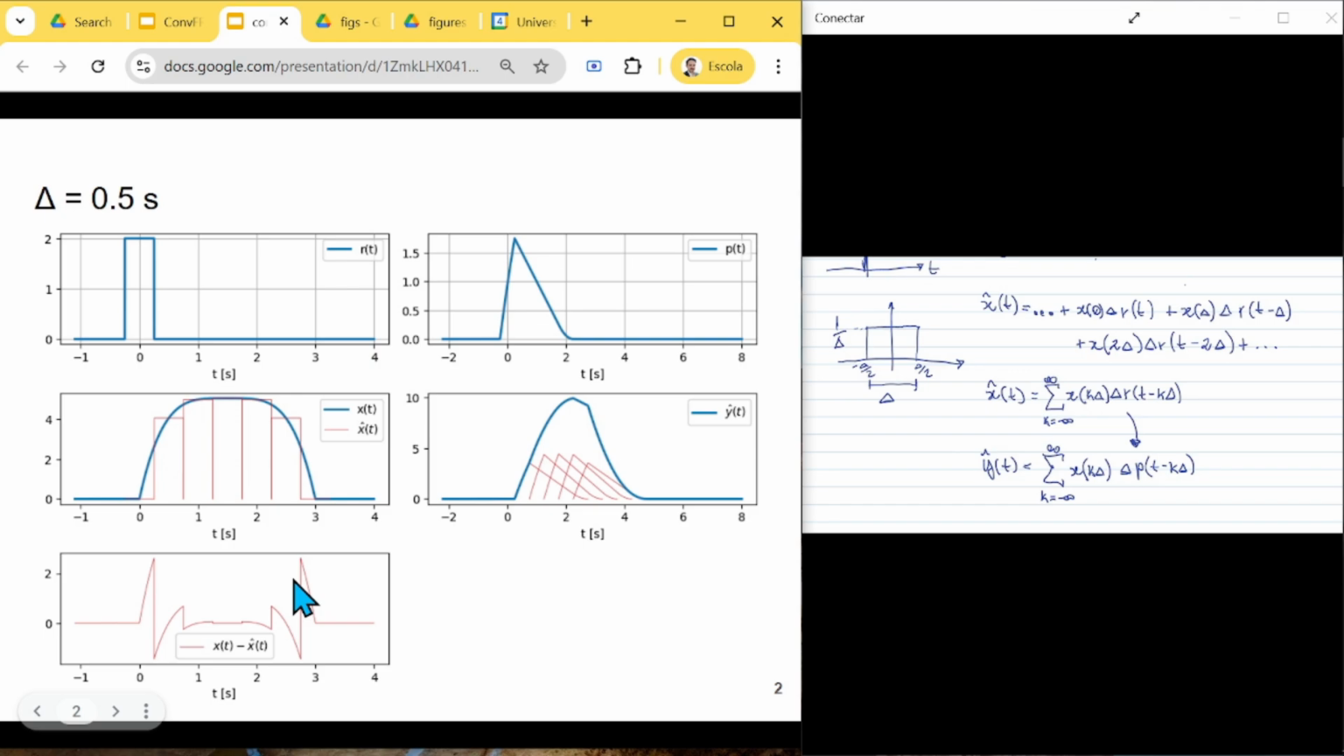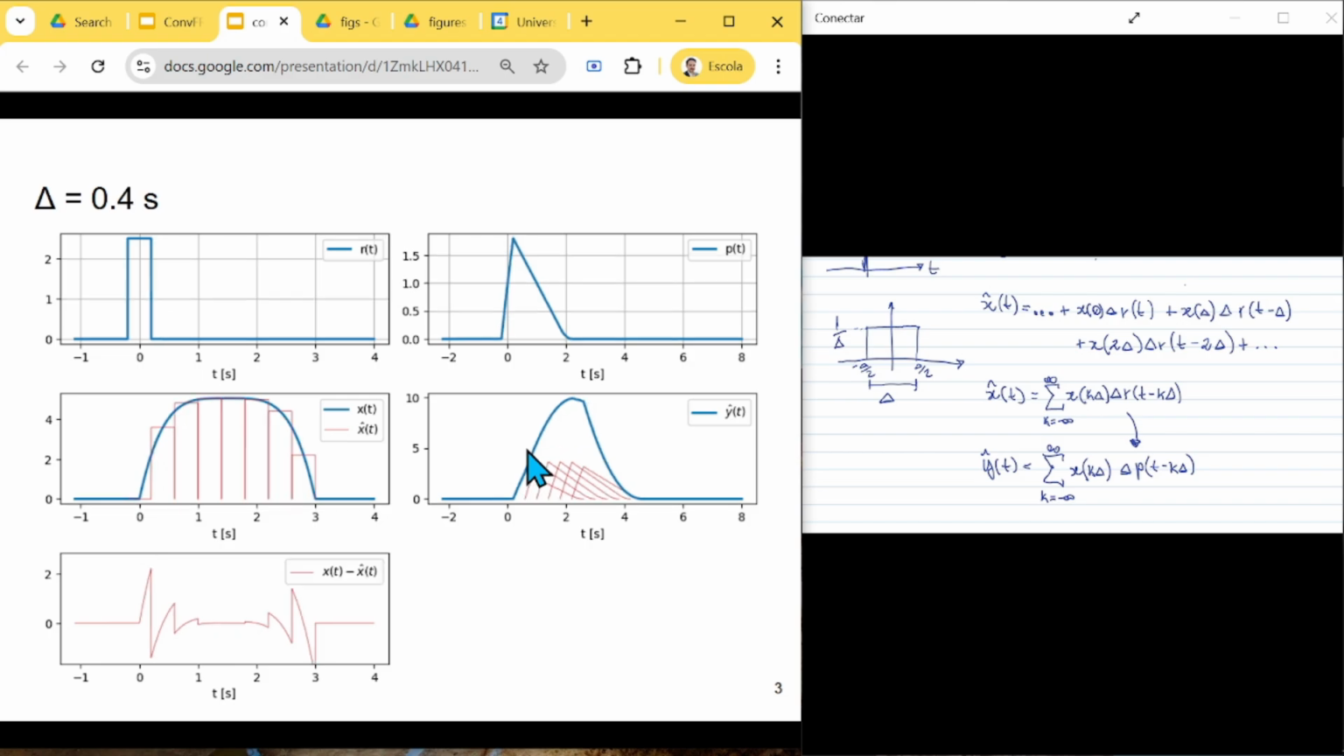You might expect that if I have the input for another r of t, but with a shorter duration, with a shorter delta, then my error would be smaller, both in the input and in the output. So that's what I have here.